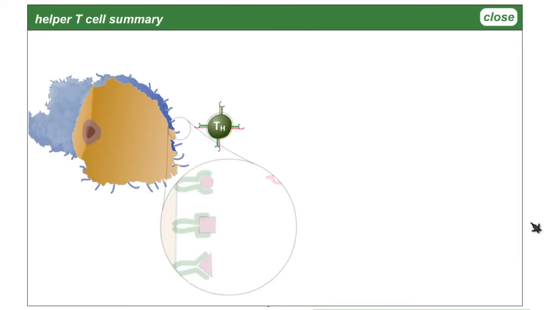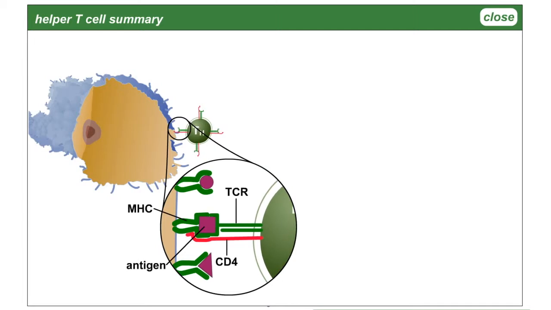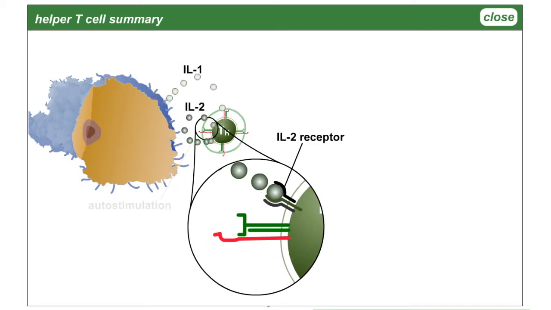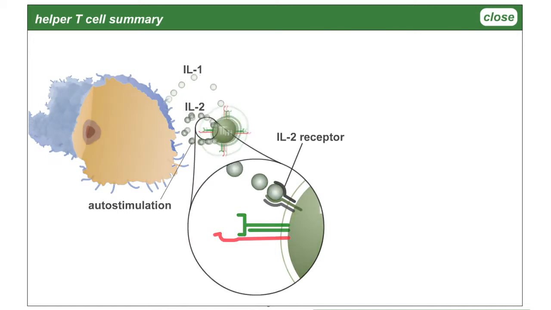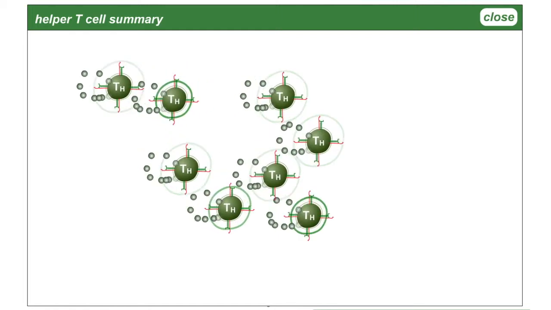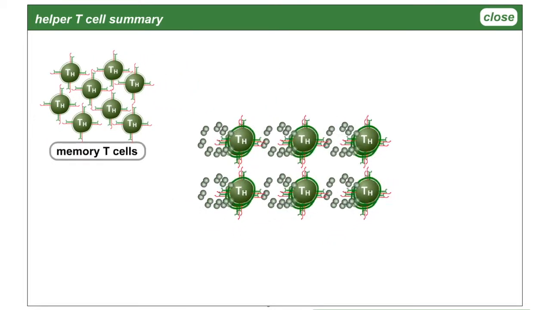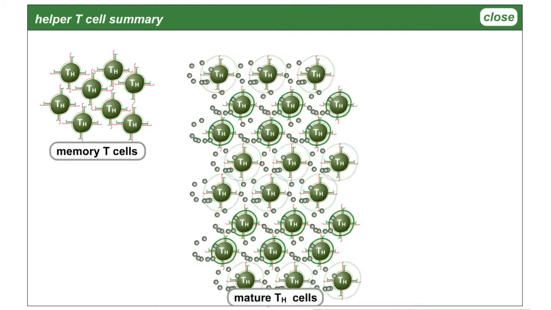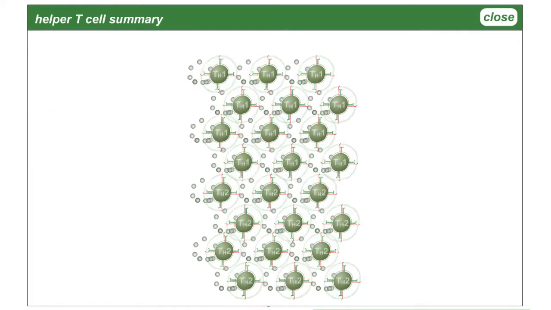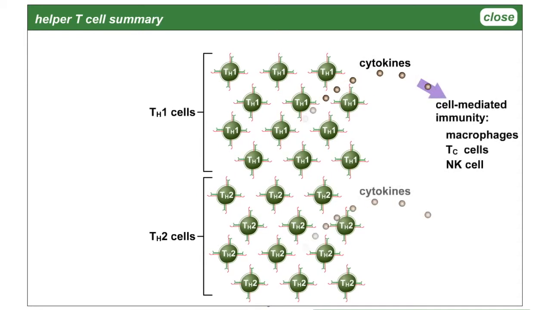Helper T cells are the generals of the immune system and are responsible for directing the activity of the immune system. They are activated by antigen-presenting cells. Active helper T cells proliferate and differentiate into memory T cells, as well as two populations of helper T cells, Th1 and Th2. Th1 cells primarily activate cells related to cell-mediated immunity, while Th2 cells primarily activate cells related to humoral immunity.